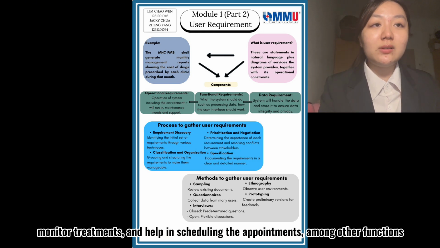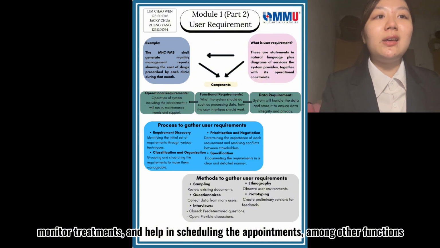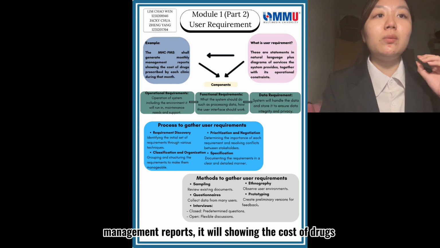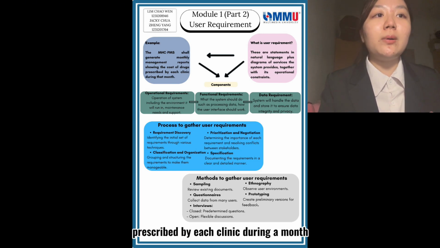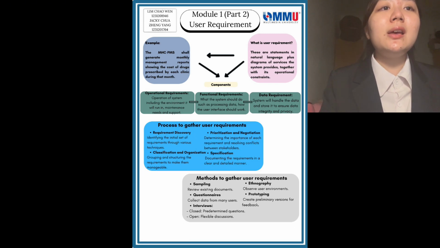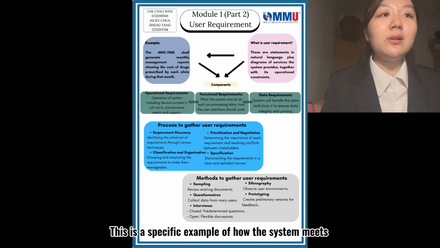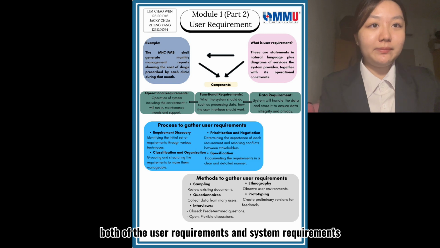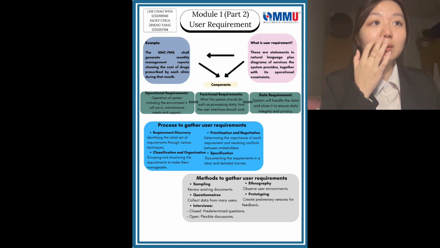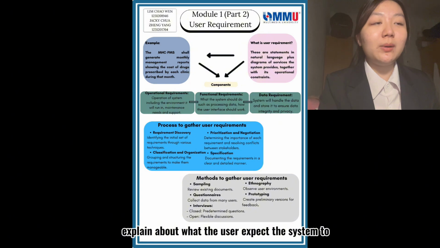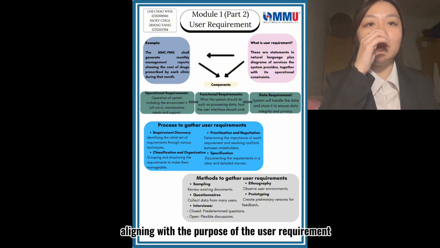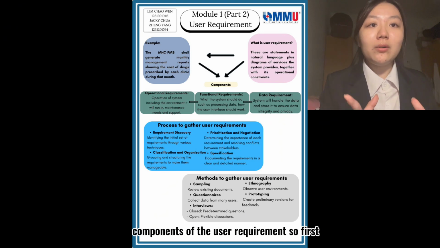Among other functions, in the given context, the MHC-PMS generates the monthly management reports. It shows the cost of the drugs prescribed by each clinic during a month. That is a specific example of both a user requirement and a system requirement. In this case, it explains what the user expects the system to accomplish, aligning with the purpose of the user requirement. Next, I want to explain the components of the user requirement.